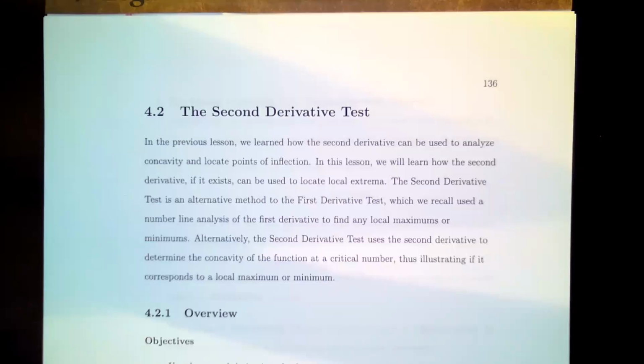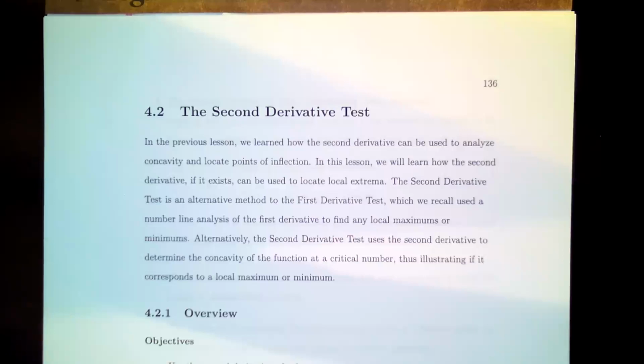Hello, everyone. Welcome back. Today, we're going to go over section 4.2, just talking about the second derivative test. In section 4.1, you learned how to find the intervals where a function is concave up or down. And in that section, 4.1, you also learned how to find inflection points of the original function. Well, section 4.2, we're still going to be talking about concavity.